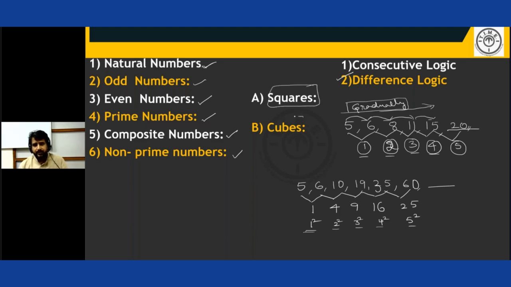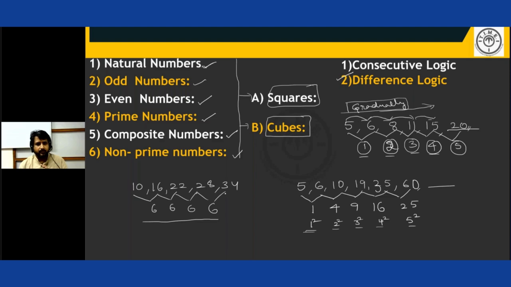Now, similarly, the difference may also be possible with cubes. Okay, or the difference may be a constant number. Either they give it among these patterns, including squares and cubes, or the difference can also be in a constant pattern. What do I mean by constant pattern? I'll tell you that. 10, 16, 22, 28, 34. One number to the next number, difference is the same: 6, 6, 6, 6, 6. It is not following any pattern, it is just 6. So what will the next number be? 34 plus 6, 40.